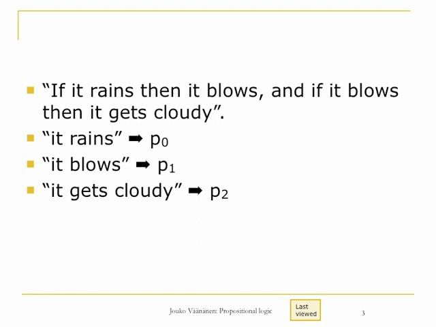Perhaps some resistance builds up in your mind. How can you take such nice sentences like "it rains," "it blows," "it gets cloudy," and replace them with those cold technical symbols P0, P1, P2, and still maintain that this tells us something about the original sentence? Welcome to the world of propositional logic. Even after the bold replacement, we can see the logical structure of the original sentence. This is the point of logic. But let us carry on.